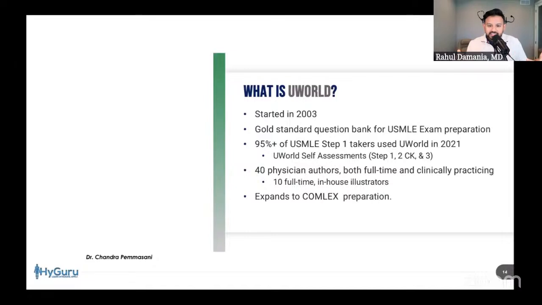They really resonated with it. And so he started UWorld, which has, again, been a gold standard question bank, has beautiful explanations. 95% of USMLE Step 1 takers, I think even more, use UWorld in some way, shape, or form for either Step 1, Step 2 CK, shelf preparation, and Step 3. It is a big company, and it also expands to COMLEX preparation as well as other exams like the MCAT, for example.